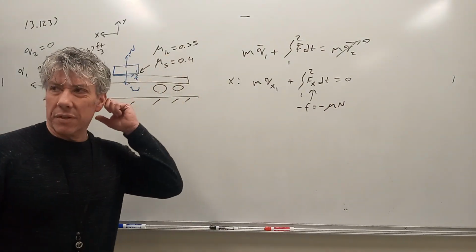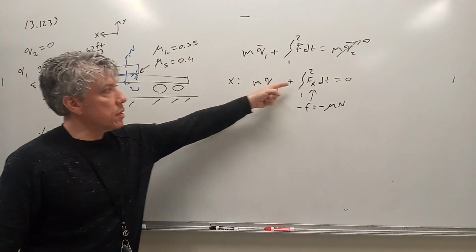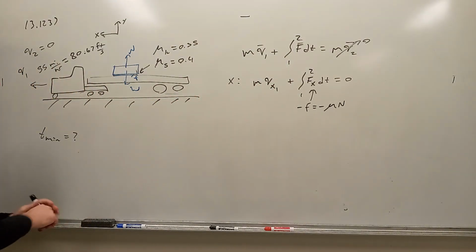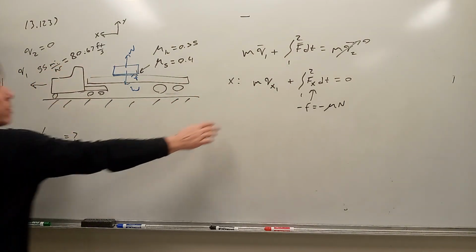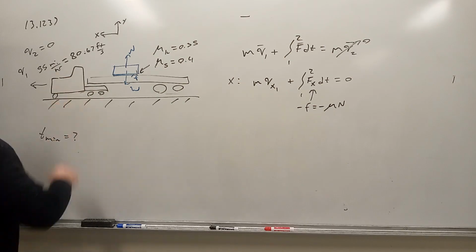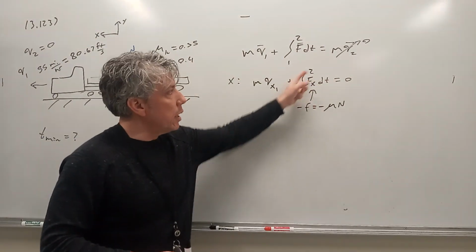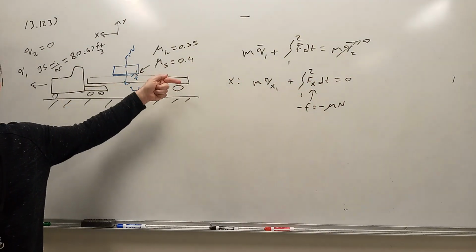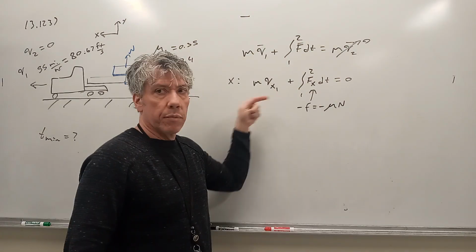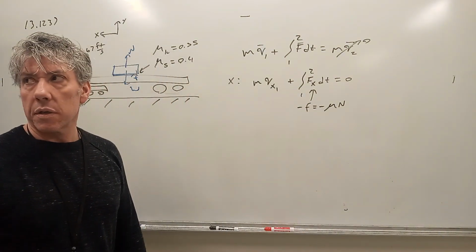Why did I put that negative sign on there? Because this is a vector, right? It's talking about a direction. Positive is that way. The momentum is positive in that direction. The impulse is going to be in the negative direction because the force that causes that impulse is in the negative direction. Does that make sense?